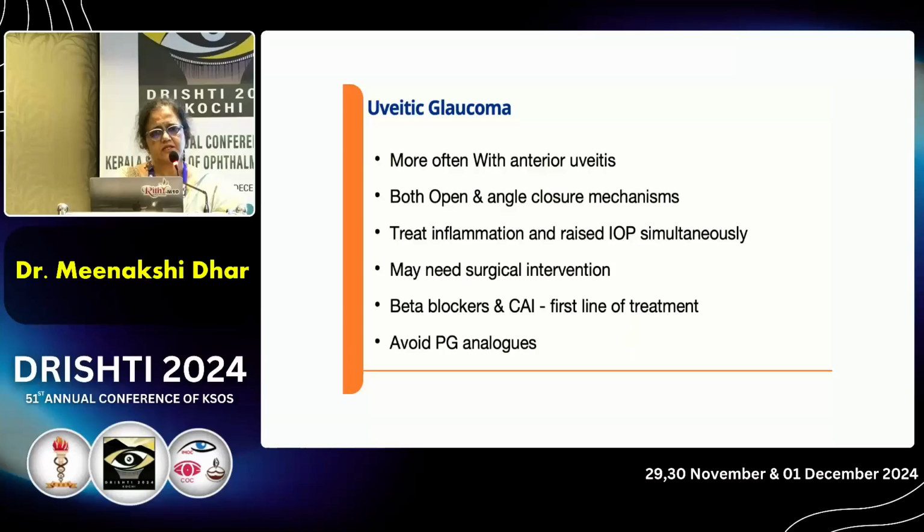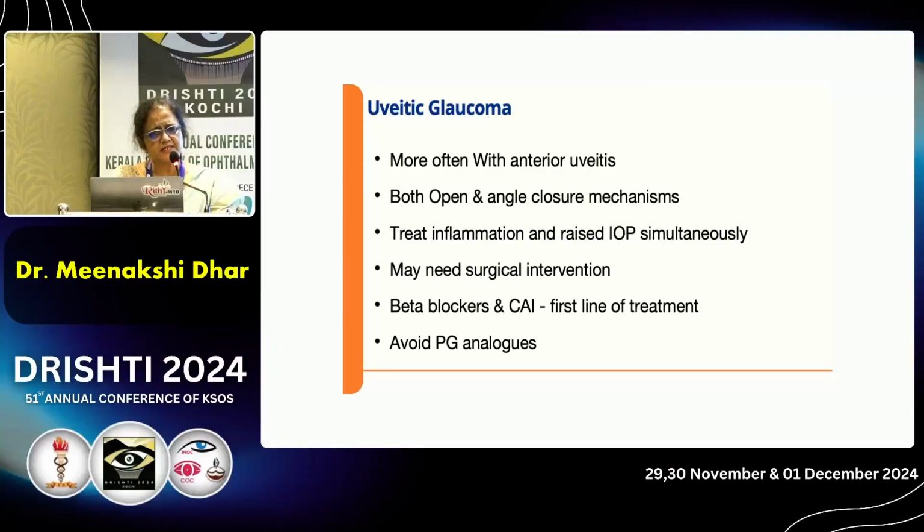Coming to uveitic glaucoma, where a lot has been said, I'll just say that more often with anterior uveitis, apart from the angle closure type which is there, open angle glaucoma can also be there because of the inflammatory material, and we need to treat the inflammation very strongly, and also treat the IOP simultaneously.